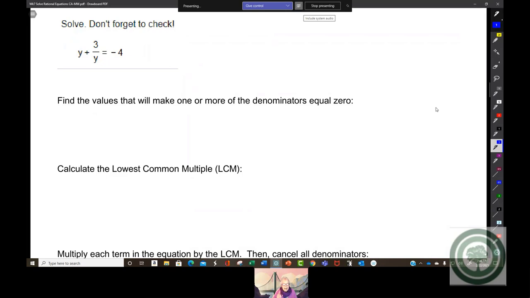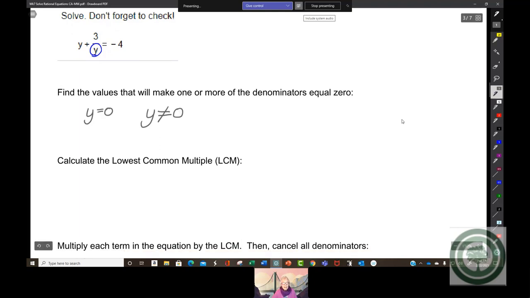Notice that we have exactly one denominator. This is not a fraction, this is a fraction, this is not a fraction. So this is the only denominator I have to worry about. Y equals zero. Just like the last problem. So all I have to worry about is making sure that whatever answer I get is not allowed to be zero. And if it is zero, then my answer is no solution, because I cannot accept any number that will make any of the denominators, there's only one here, but any of the denominators zero.